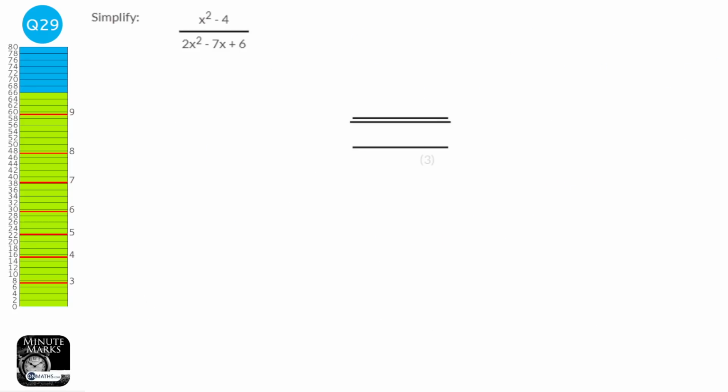When asked to simplify an algebraic fraction, you will almost always need to factorise either the numerator, the denominator, or both. On this question, we need to factorise both. So I'm going to start off by factorising the top. Now you'll notice that this is a difference of two squares, so this is nice and easy to factorise because it will be x plus 2 and x minus 2. And we've got loads of videos on how to identify and deal with difference of two squares if you don't know how to do that.